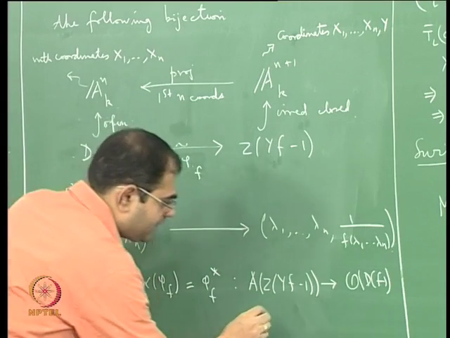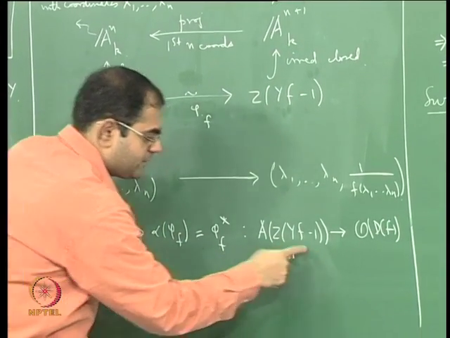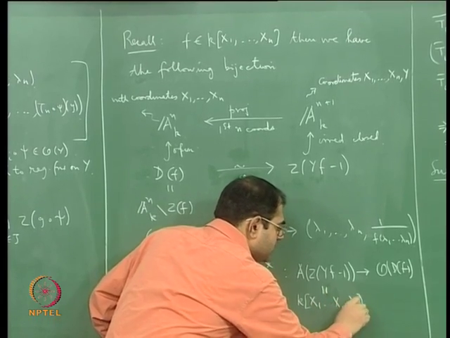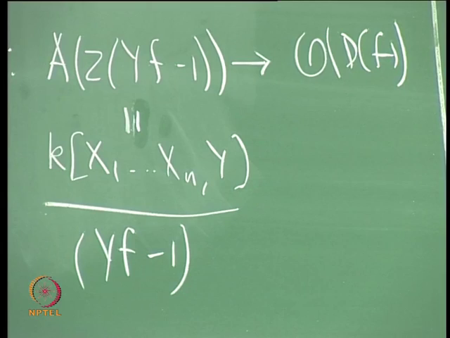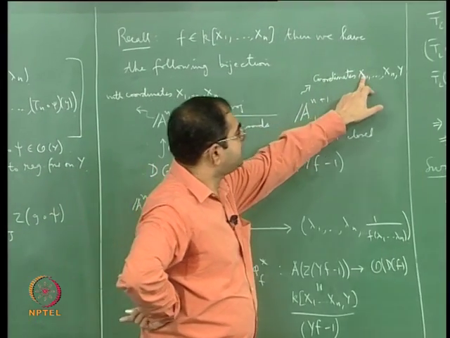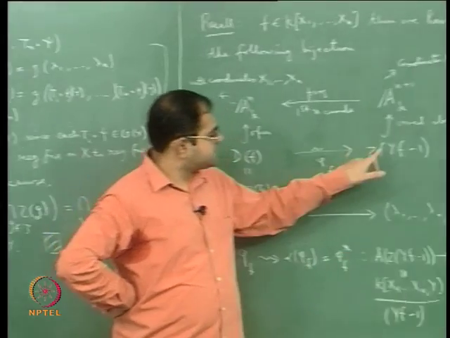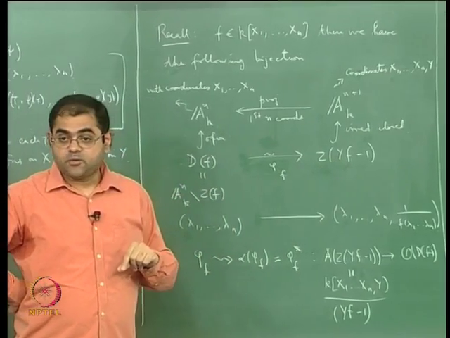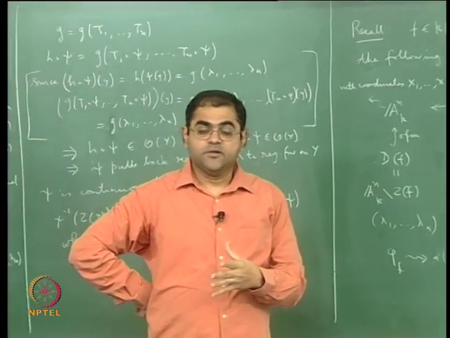And this coordinate ring, the ring of functions, is given by simply k[x1, ..., xn, y] divided by (yf minus 1). This is the ring of functions on that irreducible closed subset. It is just the ring of functions on our ambient affine space, which is the polynomial ring in these n plus 1 variables, the first n being given by the x's and the n plus 1th variable given by y, modulo the ideal of this closed subset. The ideal of this closed subset is the ideal generated by yf minus 1, because yf minus 1 is an irreducible element in this polynomial ring, which is a UFD, unique factorization domain. So the ideal it generates is prime.